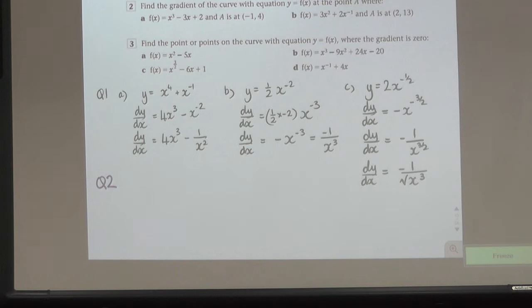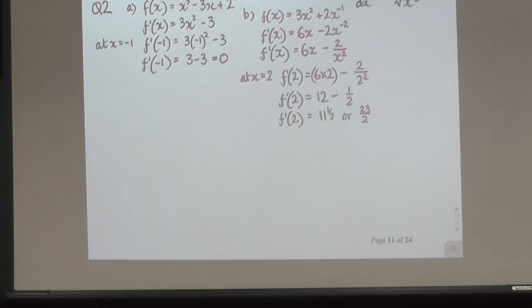Right, can we have a quick look at question 2, please? Check your answers for that. Okay, on the first one, we were told that we have to find the gradient of the tangent of the curve at a point A, and the x-coordinate of A is minus 1. So you differentiate it, put minus 1 into your gradient function. Did you get 0 for it? Yeah. The second one was trickier.